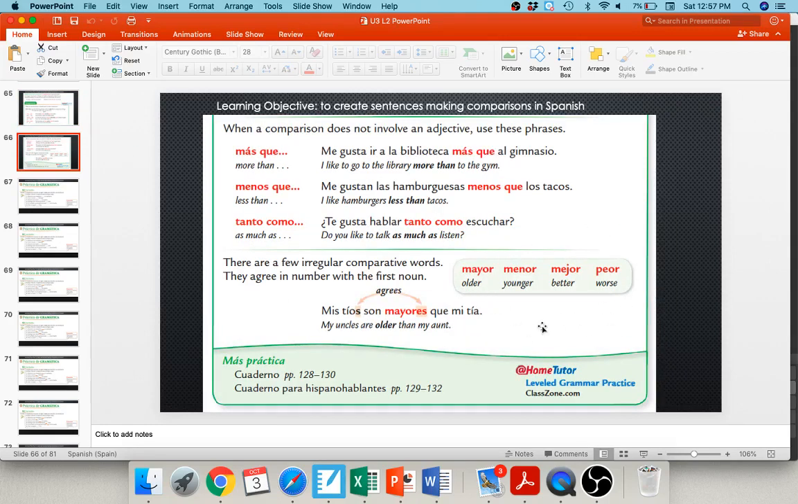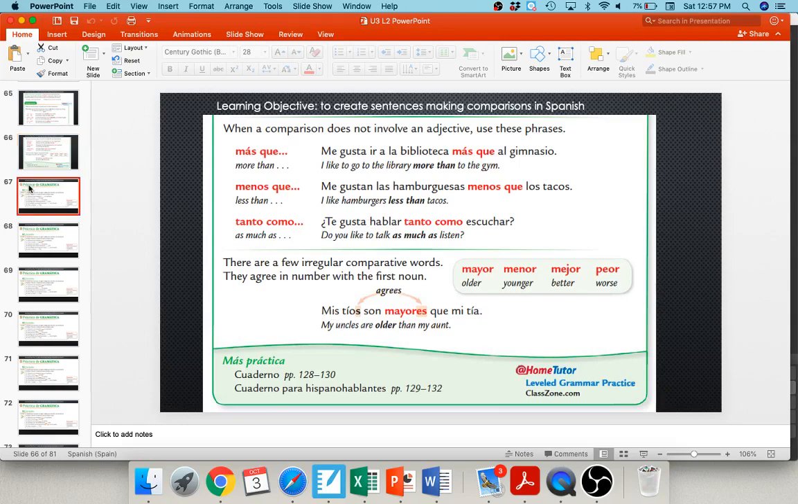And then finally, we have some irregular comparisons. Mayor, remember the mayor's some old dude. We could say, yo soy mayor que ti, older than you. Menor, younger. Mejor, better. And peor, worse. All of these will agree, in this case, by being either singular or plural. So you can make these plural by adding an es. If you look here, mis tíos son mayores que mi tía. Instead of just mayor, we said mayores because we're talking about multiple uncles, tíos. So mis tíos son mayores que mi tía.